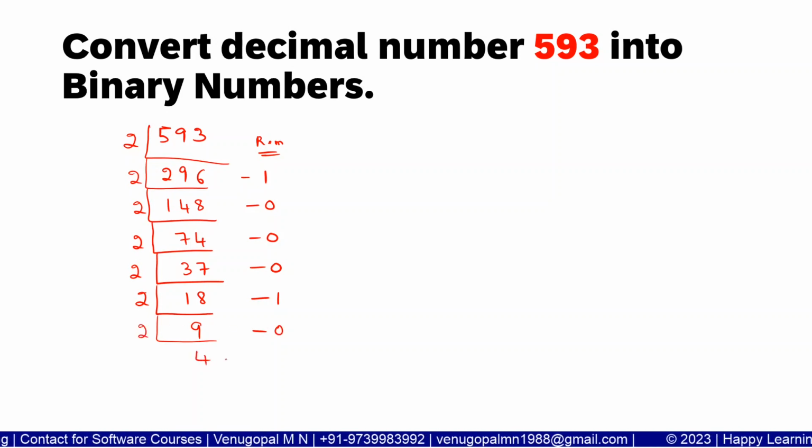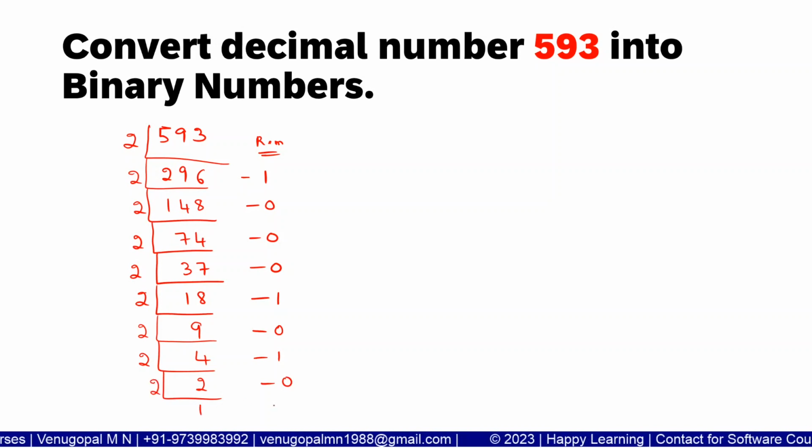2 4s are 8, remainder is 1. Repeat the process. 2 2s are 4, remainder is 0. Repeat the process. 2 1s are 2, remainder is 0. Since 1 is there, the quotient is 0 because I cannot divide 2 into 1. 1 is less than 2, so the remainder I will write as 1.